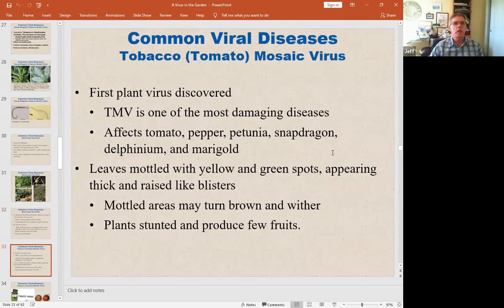So tobacco mosaic virus, this is the virus that was discovered. This is where we found out what viruses are. TMV is one of the most damaging diseases. Here are some host plants. And the leaves are usually mottled with yellow and green spots, and the spots appear thick and raised like blisters. There are other symptoms as well.